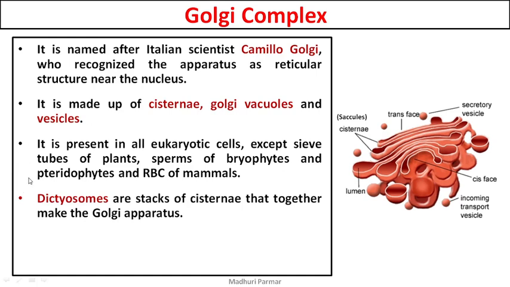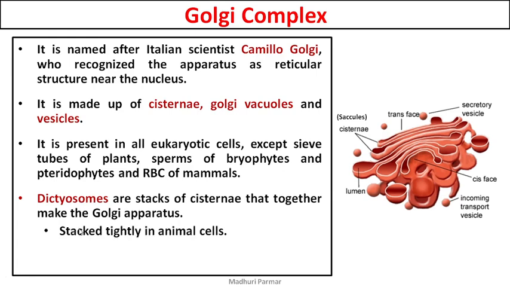Now sometimes the plant Golgi complex is also called dictyosomes. This again differs from textbook to textbook, but for now this term should be known to you. What are dictyosomes? They are stacks of cisternae. One cisternae is this one, then you have another cisternae. When you form a stack, the way you pile up your clothes, when you pile up such cisternae, you can say you have formed one dictyosome. Dictyosome is without the tubules and the vesicles, only the stacking of cisternae. So dictyosomes are stacks of cisternae that together make the Golgi complex.